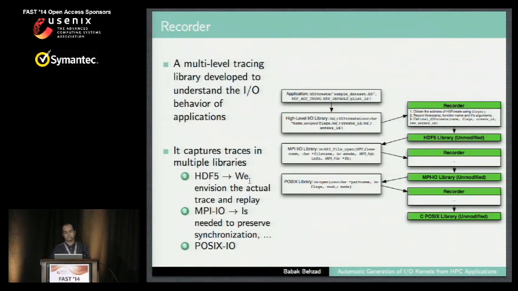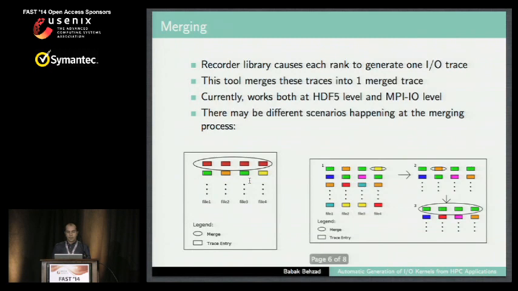For our recorder, we have developed a multi-level tracing library which works at each of the levels of the I/O stack that you saw. For example, at the HDF5 level, whenever you call a function, it will record and trace it for you. We also need MPI-IO and maybe POSIX I/O. The main reason we need MPI-IO is to preserve the synchronization and dependencies in the application. But we envision the actual trace and replay at the HDF5 level, which is the highest level.